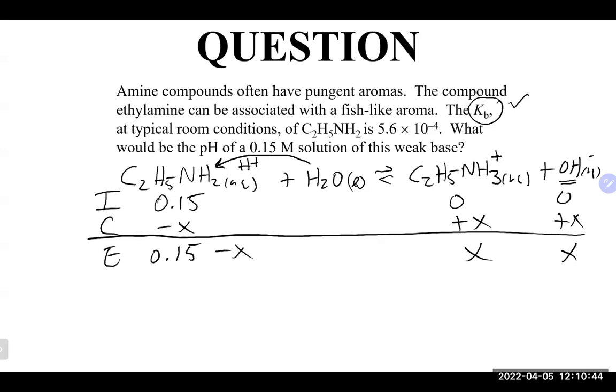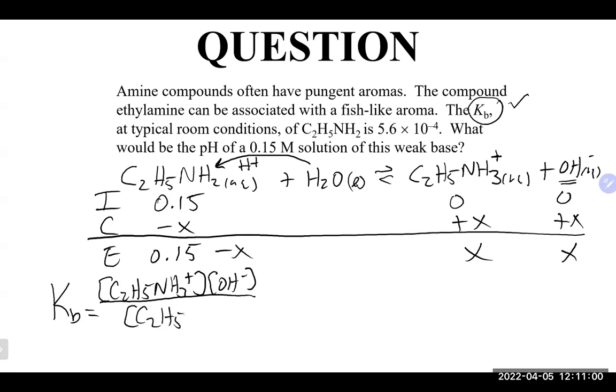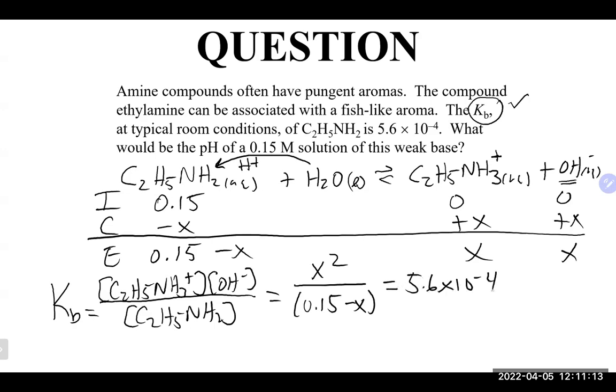Other questions? All right, at this point, we will go into our Kb expression, which is our products over our reactants, which in this case looks something like this here. Again, also leaving the water out for the same reason. Substituting in our line here, which would give us x squared over 0.15 minus x, would equal our 5.6 times 10 to the minus 4.